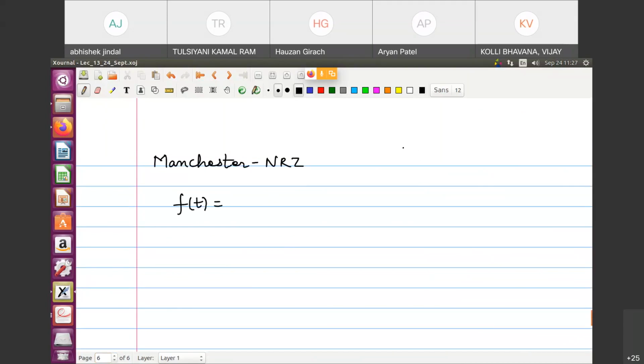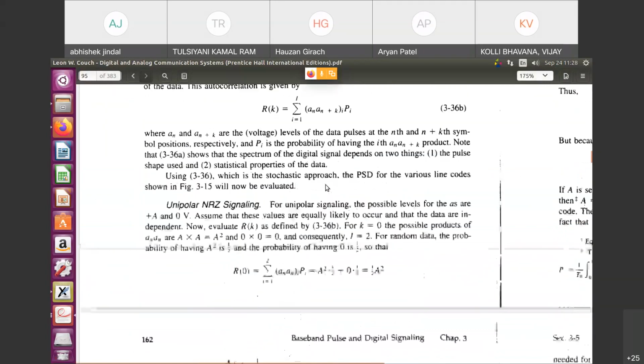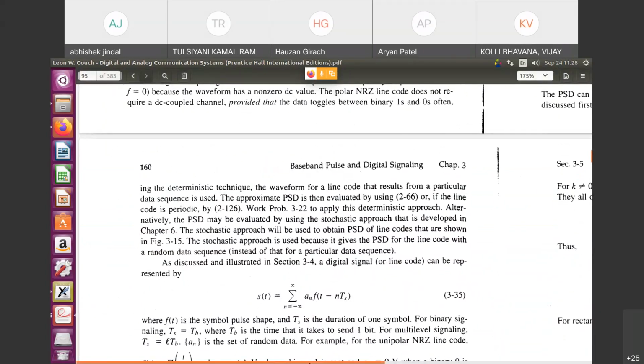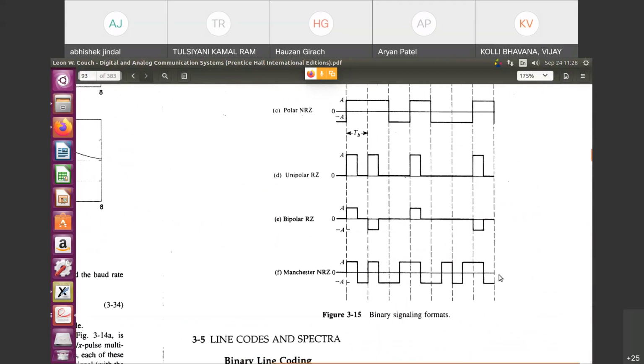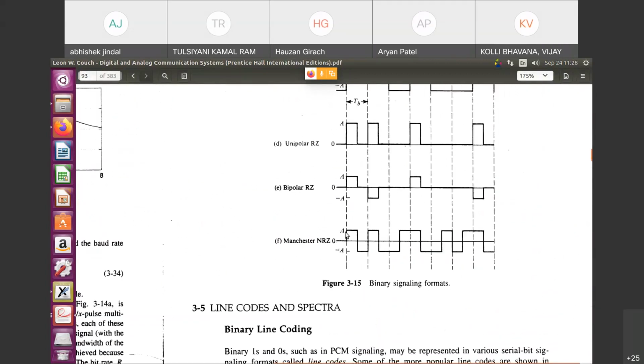See, Manchester NRZ में क्या है कि half bit interval के लिए 1 होगा और I think बाकी के लिए it will go to a minus level. Let me check it out again. I think you can go back and see. Here it is Manchester NRZ. Yeah, for half bit interval it is A, and then for another half interval it is minus A, and reverse follows for 0. Okay, so this is what the coding is.